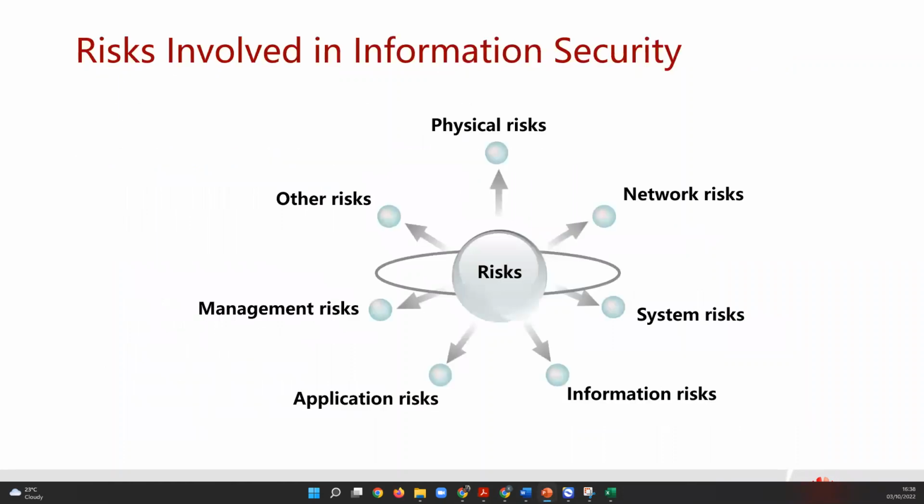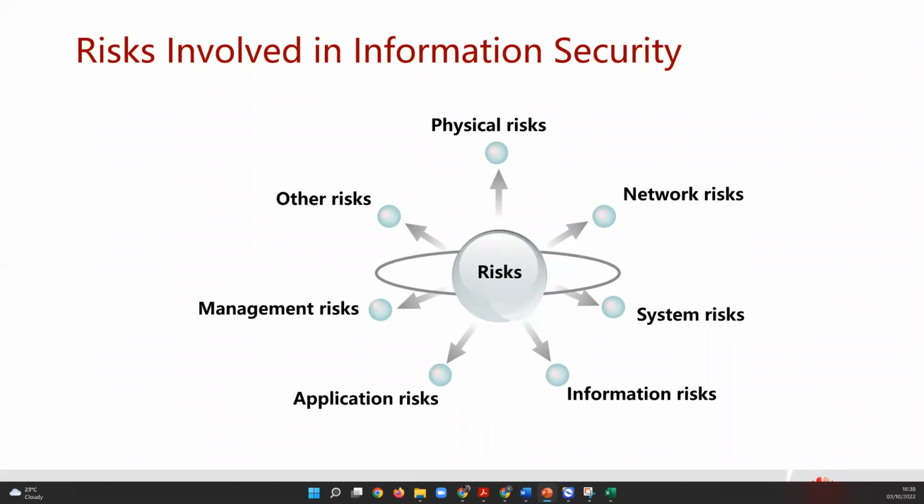Let me try to move faster. So some of the risks: if you are defining a risk, it is an opportunity or an occurrence that can have a negative impact. If I was to give it in layman's terms, it will have a negative impact. So when we're talking about risk, it is a measure of the extent to which an entity is threatened by a potential circumstance or event.